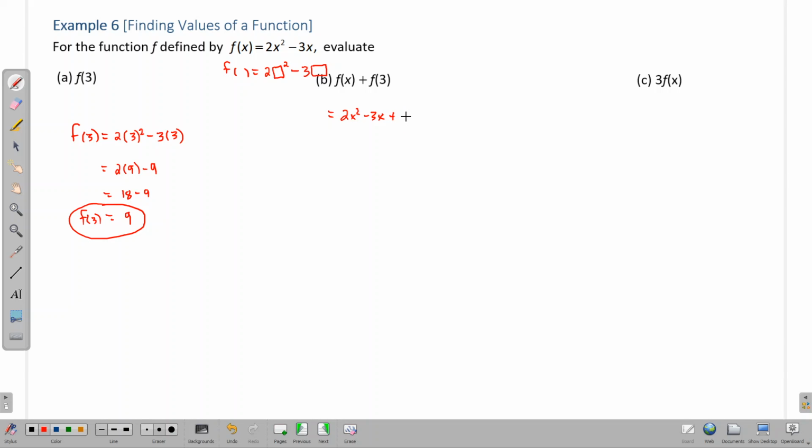Well, we just found f of 3. f of 3 is 9. And that's it. You can't do anything else with this. This is fully simplified. These are not like terms, so that's it. That is the answer for that one.